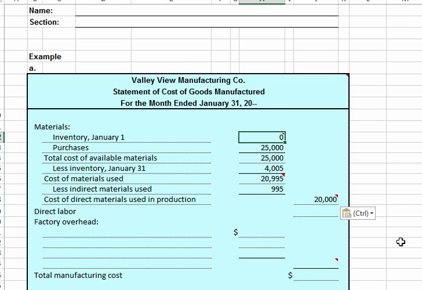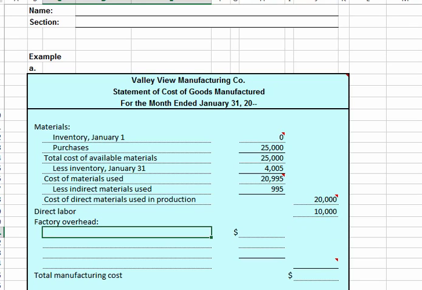Alright, then you'll just pick up the direct labor number from the problem. I'm going to use $10,000. Okay, so far we've got cost of direct materials used in this month's production, and we have our direct labor cost for the month. Now let's go to the third component of the cost of manufacturing a product, factory overhead.